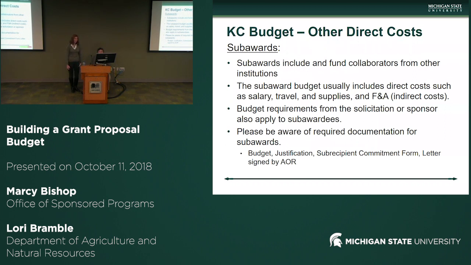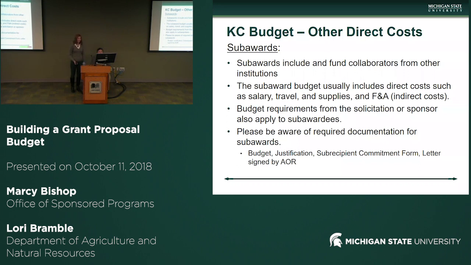All right, subawards. Subawards include and fund collaborators from other institutions. The subaward budget will have their direct costs and their F&A included in their budget. Budget requirements from the sponsor apply to MSU as well as to the subawards. So any rules and regulations that MSU has to follow, the subaward has to follow those as well.